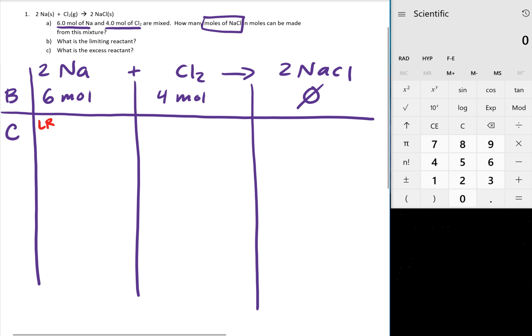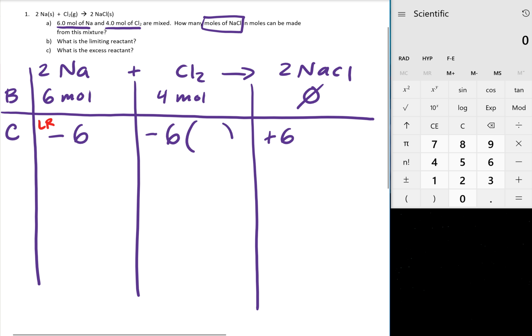So limiting, we know, means all of it is used. So if we start with 6 moles of sodium, limiting would mean that all 6 moles of it is used. So I know I'm going to copy that 6 to all the other columns because the limiting value gets copied over and over again. We minus 6 for the chlorine because it is a reactant, but we plus 6 for the sodium chloride because it's a product, because it's being made.